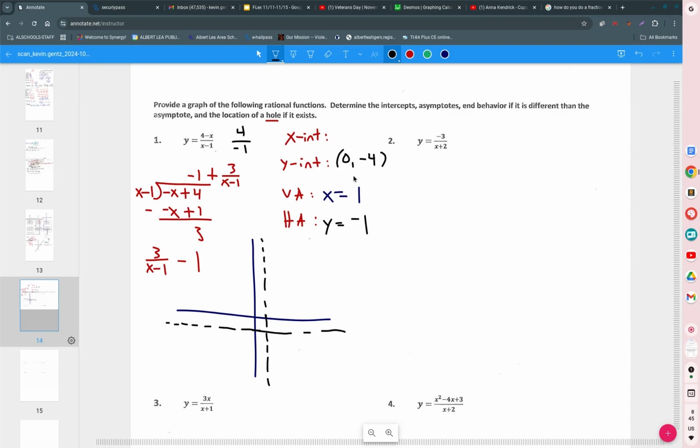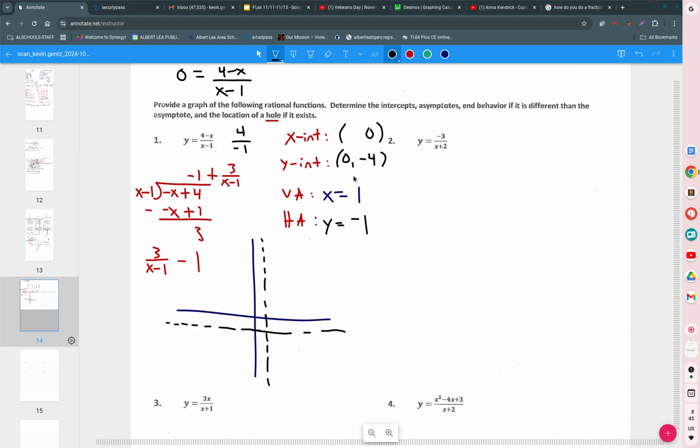Here's where sometimes people get confused, with the x-intercept. To find the x-intercept, I plug in 0 for what? I plug in 0 for y. Now watch when I plug in 0 for y. 0 equals 4 minus x over x minus 1. Let's think about that. When is a fraction equal to 0? Is it when the top is 0 or when the bottom is 0?